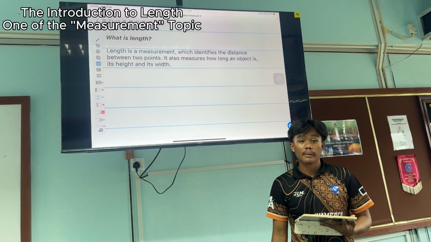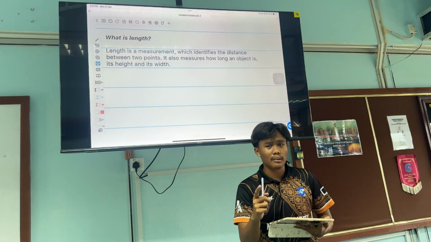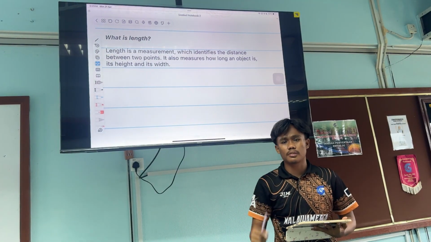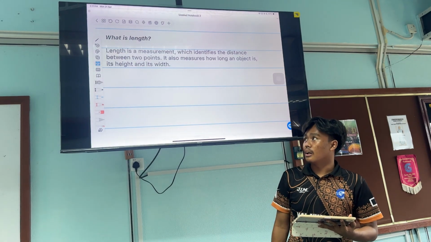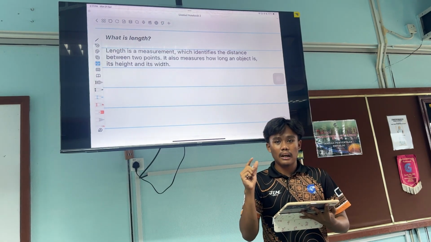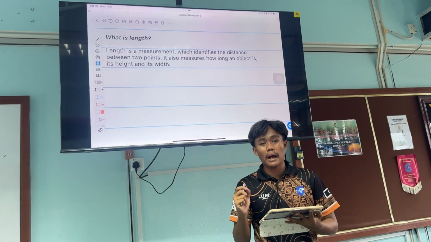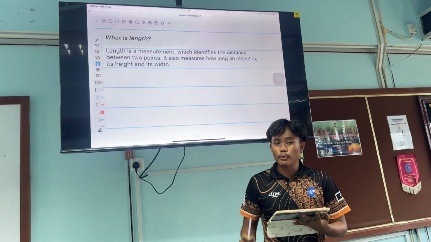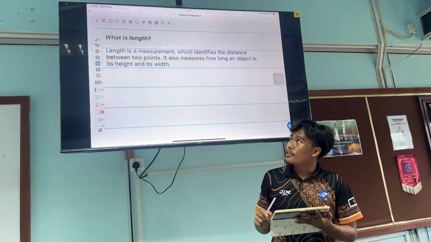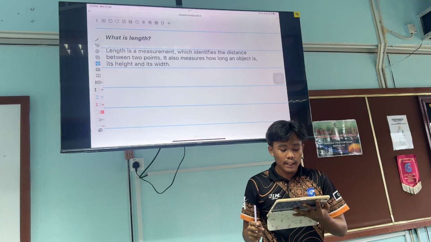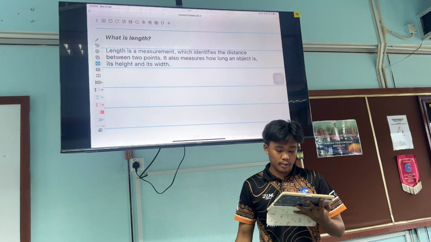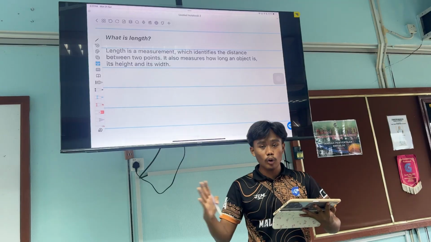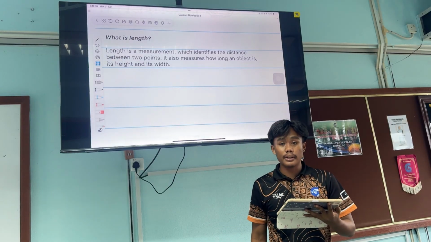Assalamualaikum and hi everyone. In order to understand what length means, we need to know its definition. I have made this digital based explanation so that you can see the definition and what I explain to you more clearly. So here you can see on this television, what is length? Length is actually a measurement which identifies the distance between 2 points. It also measures how long the object is, its height and its width.